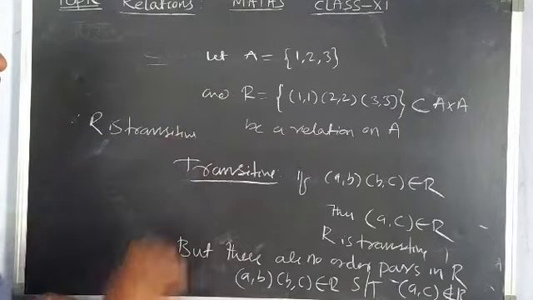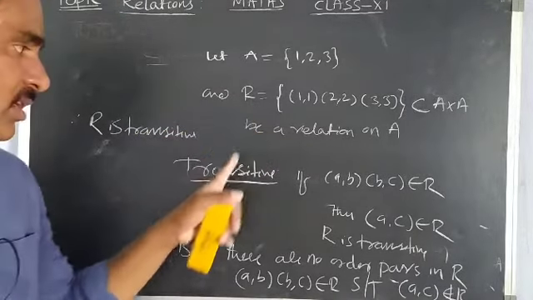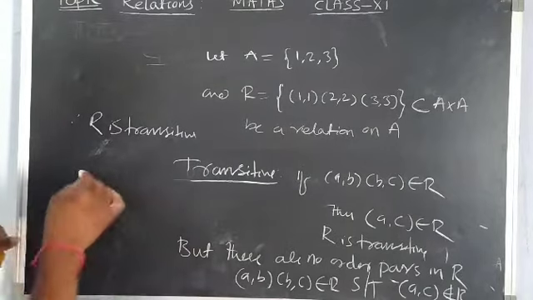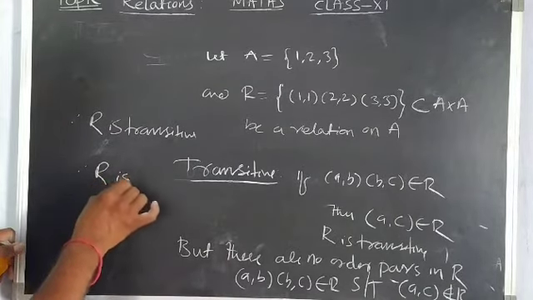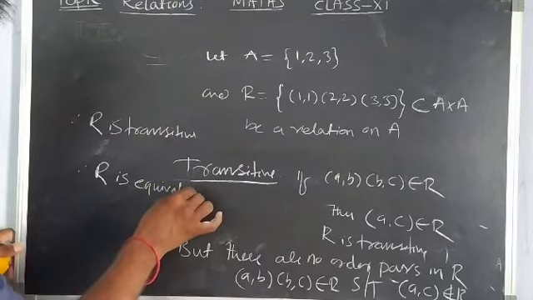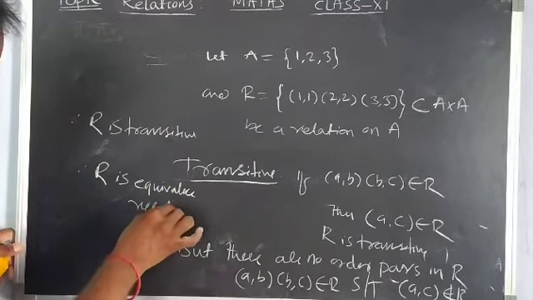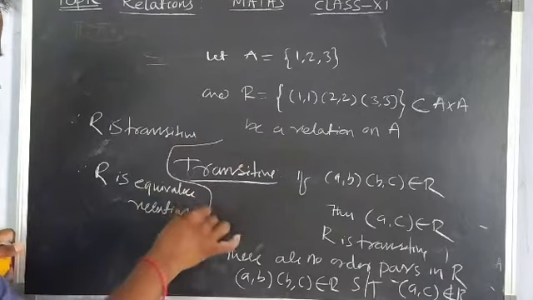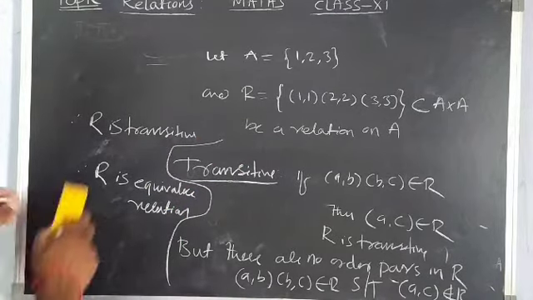R is transitive. Now see, this is a reflexive relation, a symmetric relation and transitive. Therefore finally you can write R is an equivalence relation. Finally we can write it is an equivalence relation. Okay. Right.